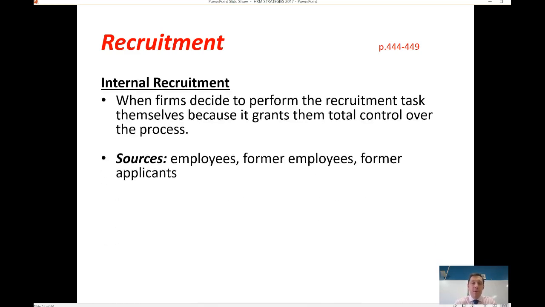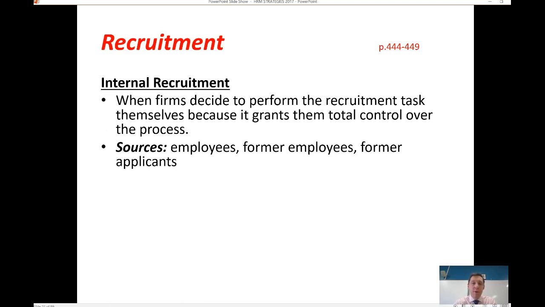So internal recruitment, when the firm decides to do the task themselves, generally that will be through the human resource department if the organisation is big enough, and given we're looking at large businesses like Qantas, like Apple, they certainly are large enough, and they may well choose to do that recruitment themselves. How would they go about doing that?